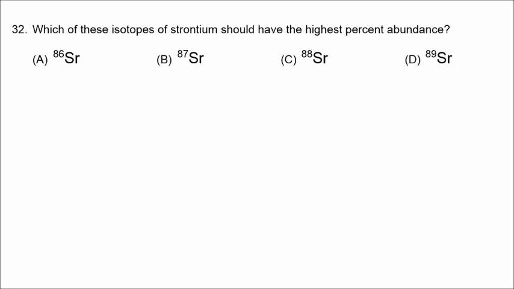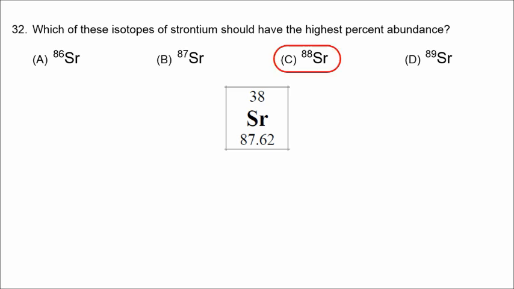In number 32, let's look at strontium on the periodic table. The average atomic mass is close to 88, so therefore 88 should be the isotope that has the highest percent abundance.